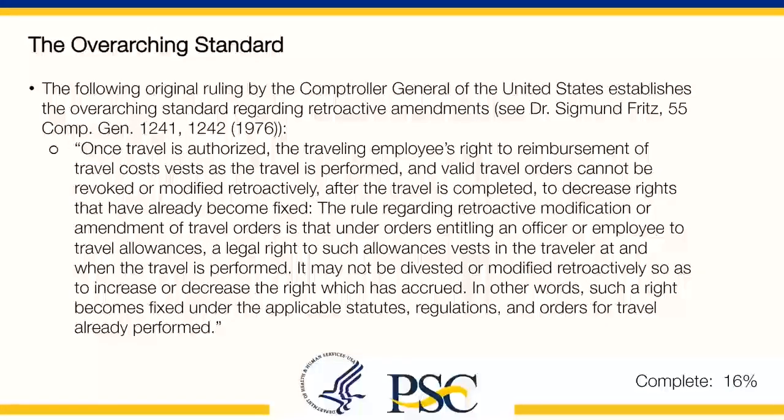The rule regarding retroactive modification or amendment of travel orders is that under orders entitling an officer or employee to travel allowances, a legal right to such allowances vests in the traveler at and when the travel is performed. It may not be divested or modified retroactively so as to increase or decrease the right which has accrued. In other words, such a right becomes fixed under the applicable statutes, regulations, and orders for travel already performed.